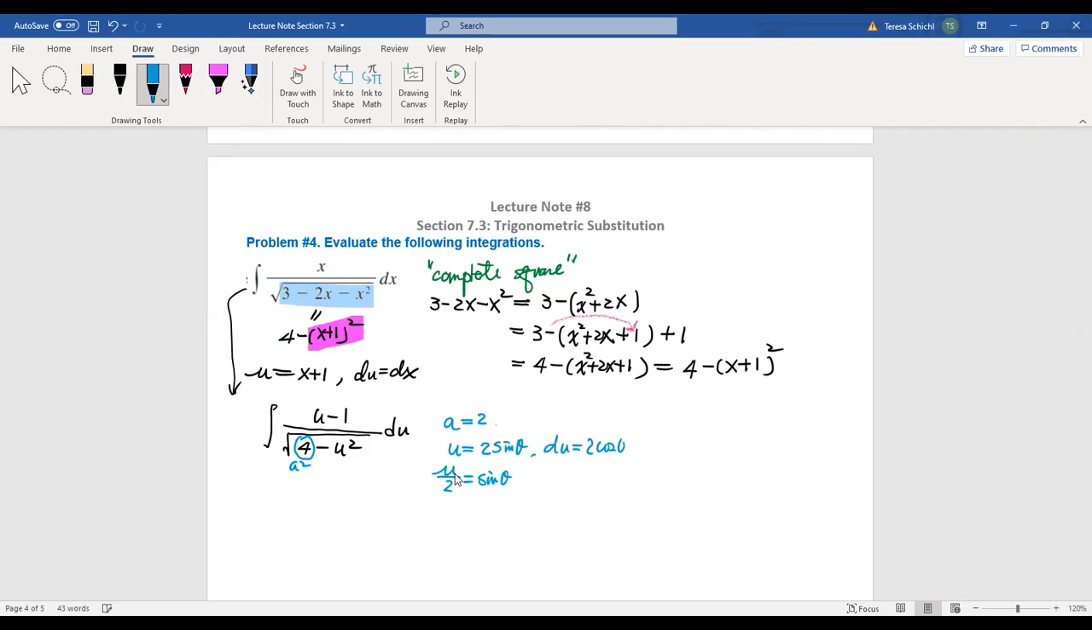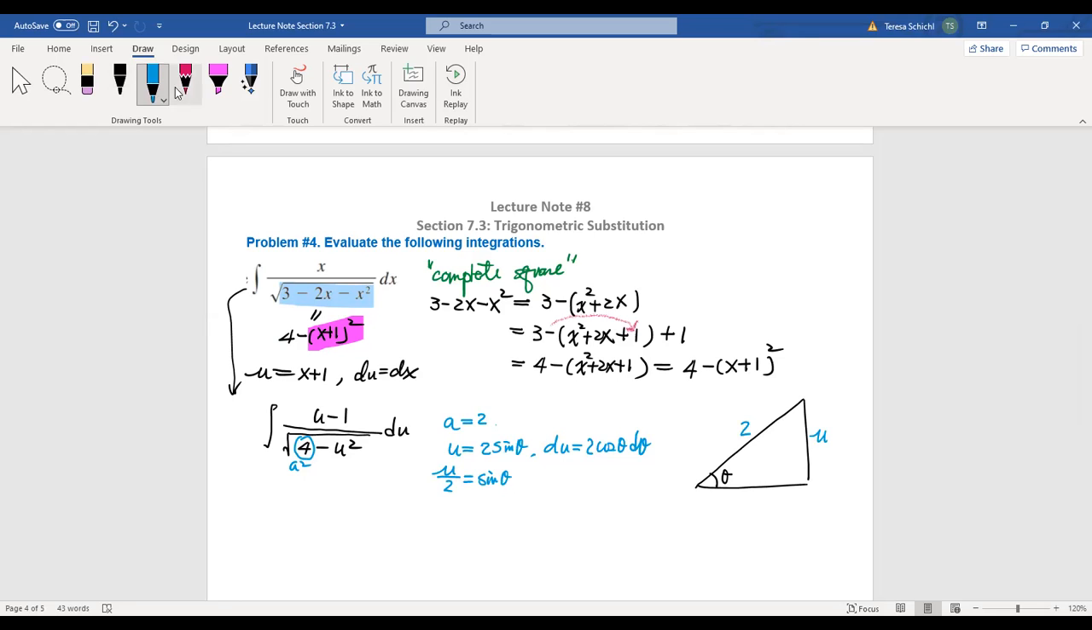2 cosine theta d theta. Right? Now let's do the triangle again. So this is theta, and I'll use the color coding. Sine theta equals u over 2, so it's opposite over hypotenuse. Right, so this is u over 2.